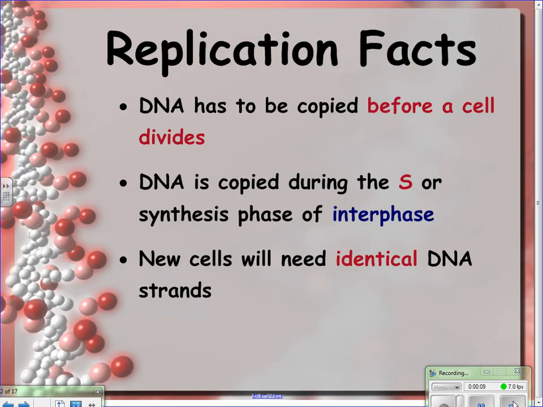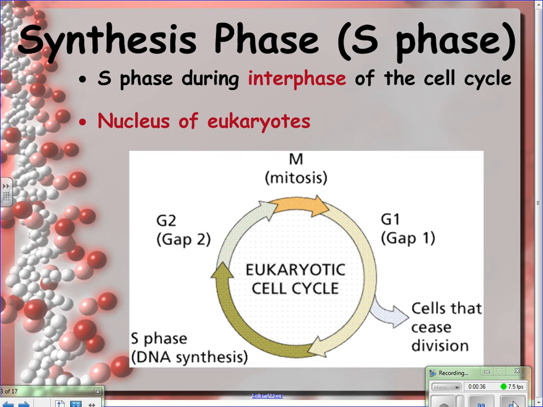So what is DNA replication? Well, we know that cells come from other cells, and in order for our body cells to be identical in terms of their DNA, new cells will need identical DNA strands. And so DNA has to be copied before a cell divides. During interphase, there's a stage called the S, or the synthesis phase, where this takes place. The synthesis phase is located in the cell cycle during what we call interphase, and this occurs in the nucleus of eukaryotes.